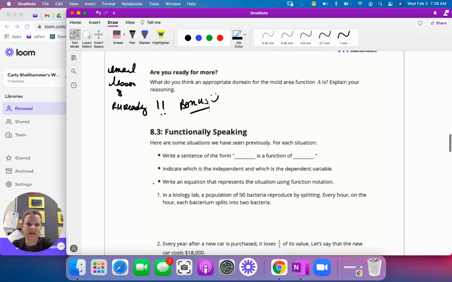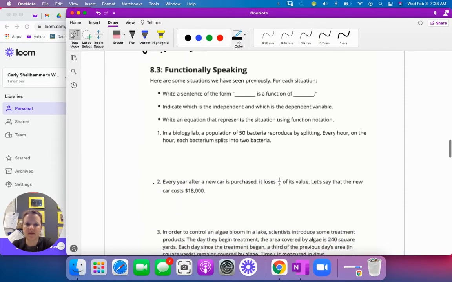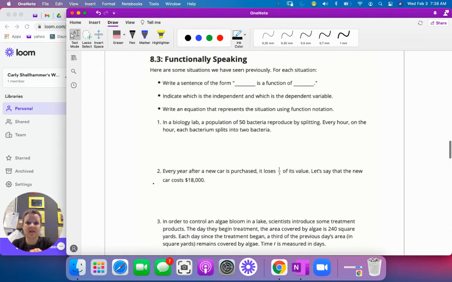Okay, functionally speaking, here are some situations we have seen previously. For each situation, write a sentence in the form blank is a function of blank. We're going to indicate which is the independent and which is the dependent. I always think the independent is the one that you plug in, and the dependent is the one that comes out. And then write an equation, okay?